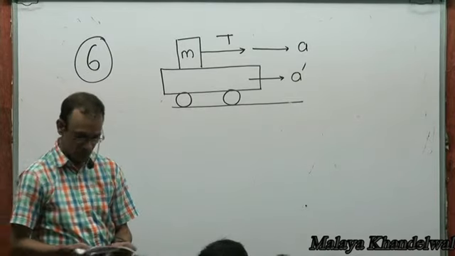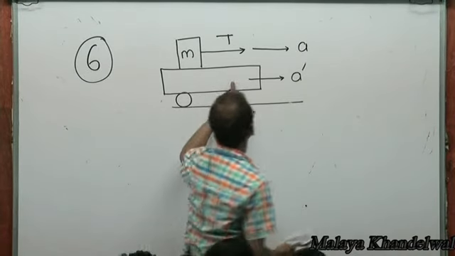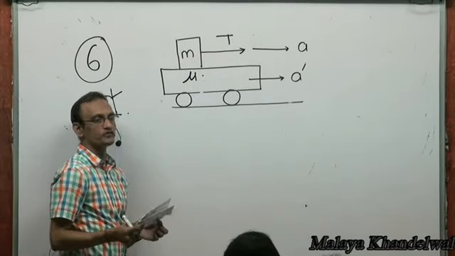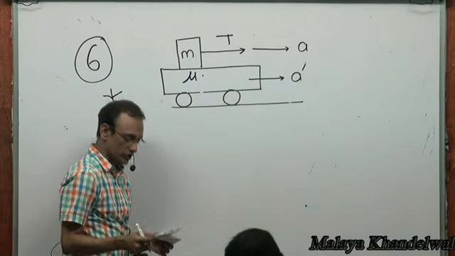Okay. And this a prime is the acceleration of the trolley as seen by a ground observer. Right? We want to find, and what's given is, the initial velocities of the bodies are 0. Both the bodies start from rest and build up velocities. And mu is the coefficient of friction between small m and the trolley.